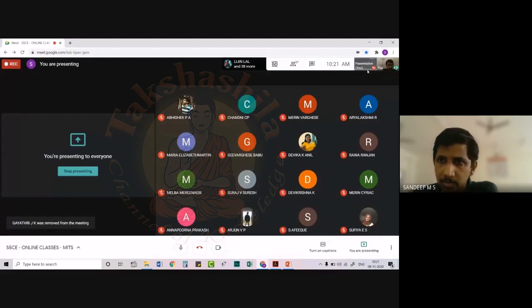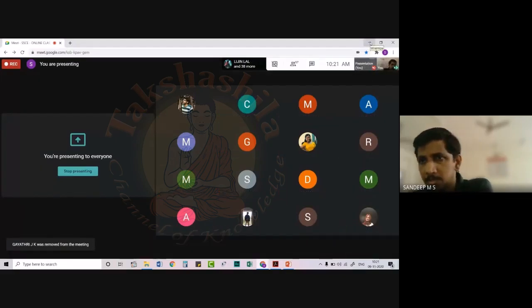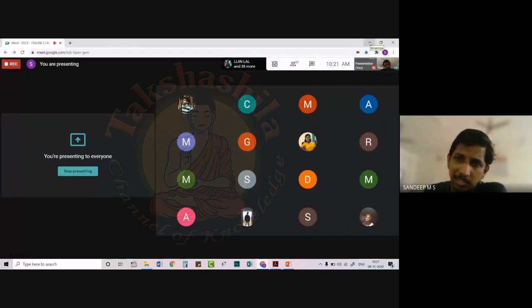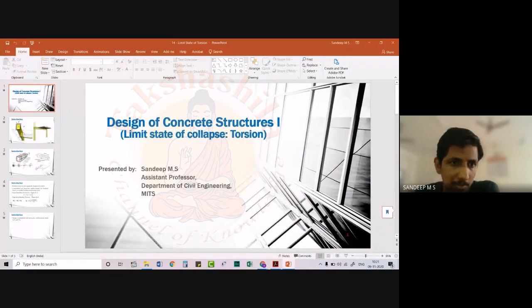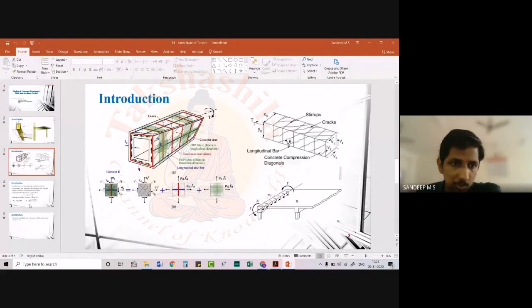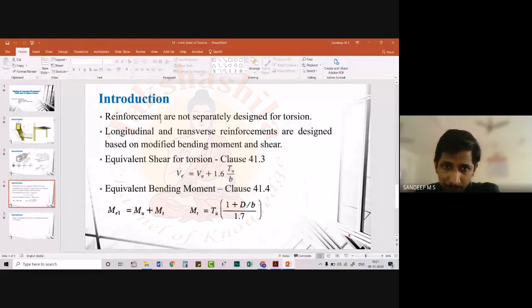So let's continue what we were learning in the last class. In the last lecture, we were dealing with limit state of design for torsion, and basically we have seen that in order to ensure safety against torsion, we have to use an equivalent shear force and bending moment, and perform the normal design. This equivalent shear force and bending moment will be a higher value, which will take care of the additional stresses that will be induced in the beam. Okay, so we have seen different clauses for that.